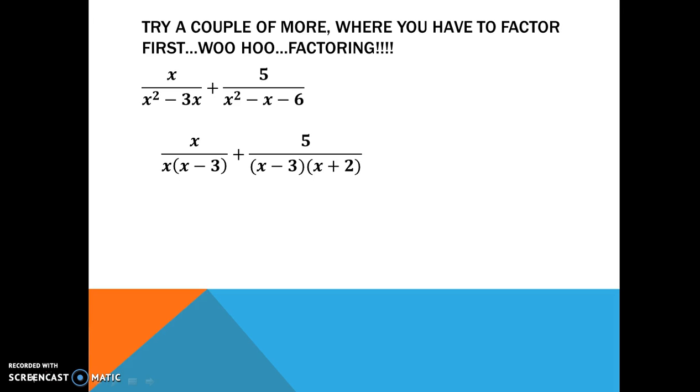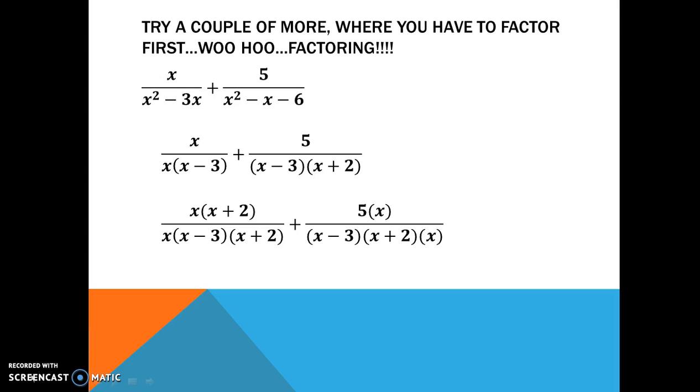My second fraction, x squared minus x minus 6, is a trinomial. So again, two numbers that multiply to give me negative 6 and add to give me negative 1. Now it's easier for me to see that the first fraction is just missing an x plus 2, and the second fraction is just missing an x. So I add it to the bottom and I add it to the top of both the first and the second fraction.